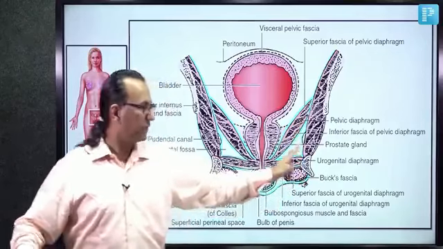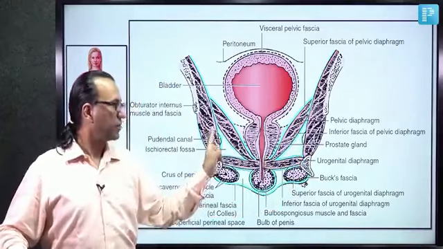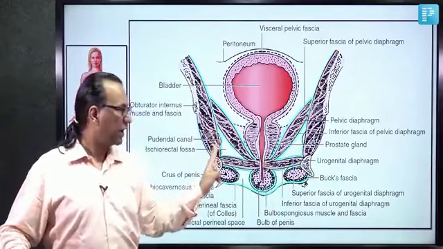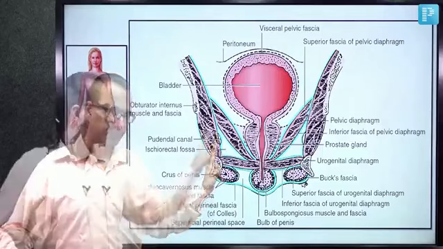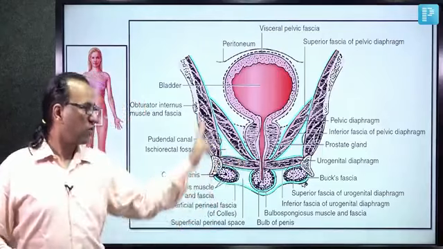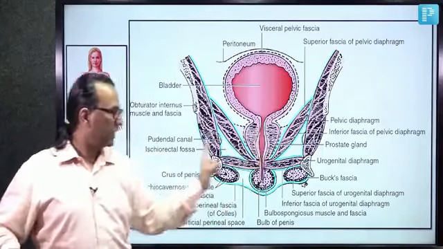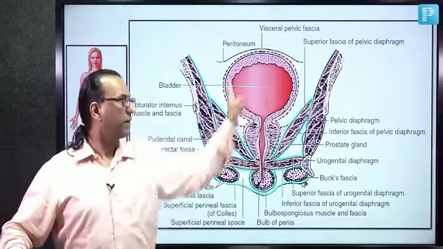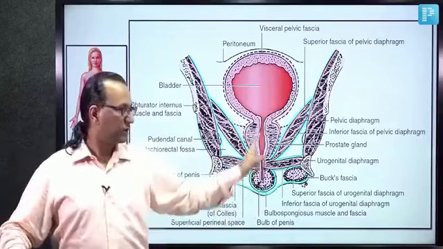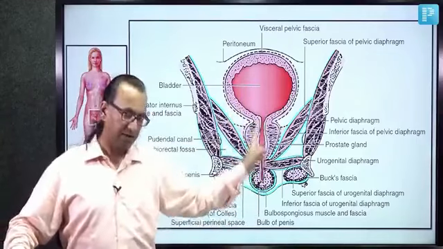Now this pudendal canal is formed in the obturator fascia and contains the pudendal nerve and internal pudendal vessels as well. It is called the ischiorectal fossa because it lies between the ischium bone laterally and the rectum medially. What you see here is not the rectum but the urinary bladder giving the urethra, but in a similar way there will be the rectum giving the anal canal inferiorly.